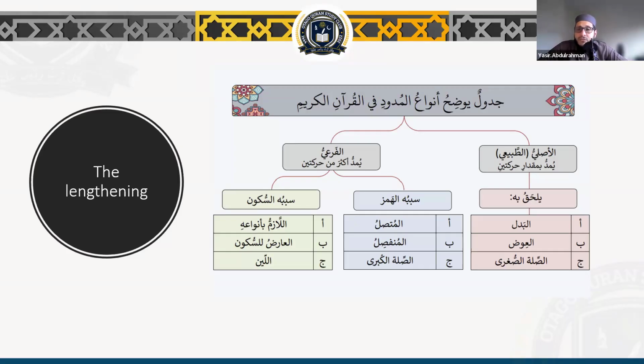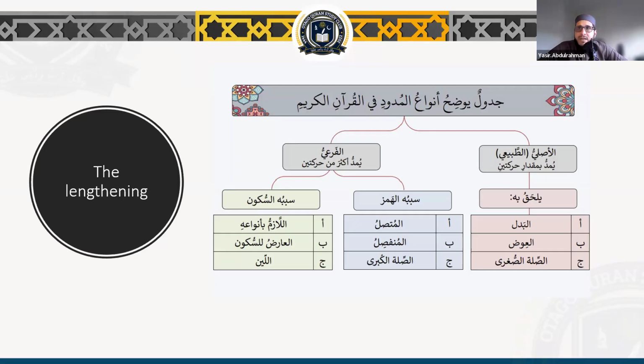The other one, the secondary, is not natural. That's why we have to make it longer than two haraka. Sometimes people are confused about natural and not natural. The natural is only short, two haraka, that happens by nature. The other one, the secondary, is something that we increase longer than the two haraka because of one of two reasons: either sukun or hamza. These are the two main reasons for mad.